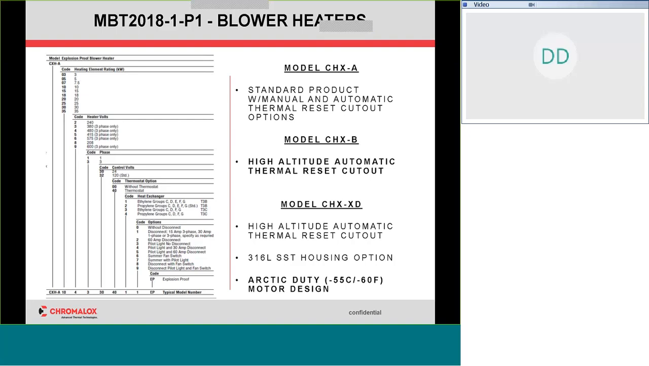Then the XD design, and there's actually a couple variations of the XD design. There's the painted steel, there's the 316 stainless steel housing. Those are all options in the XD design. And you can get this design in the configurator by clicking on Arctic Duty. What that is doing is applying the high-end motor for the -60 design guide.